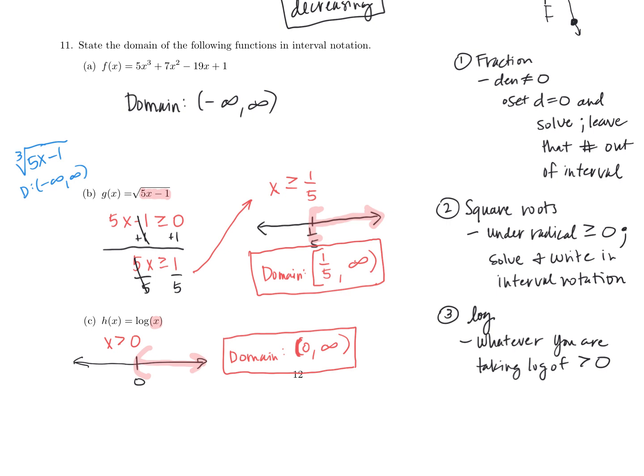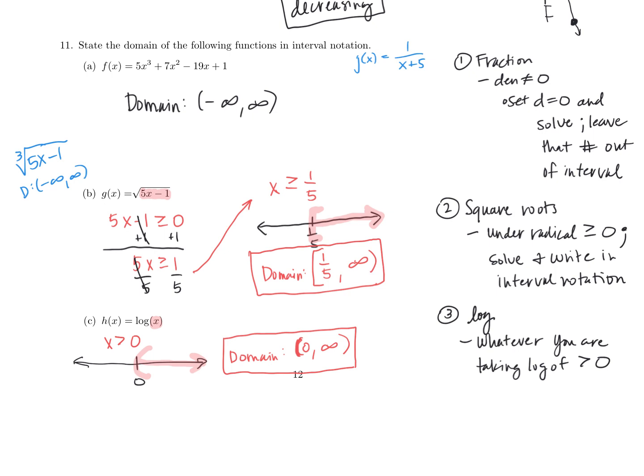Whatever you're taking the log of has to be greater than 0. You set that, greater than 0 and solve. They didn't show you on the fraction, so we can do one really quickly just to kind of remind you. Let's say I have j of x is equal to 1 over x plus 5. So we won't make it real complicated. We just want a quick example.